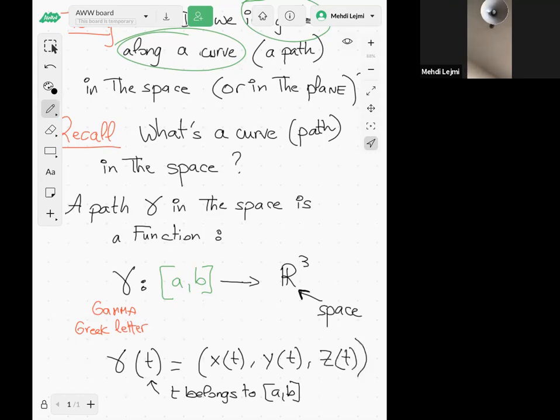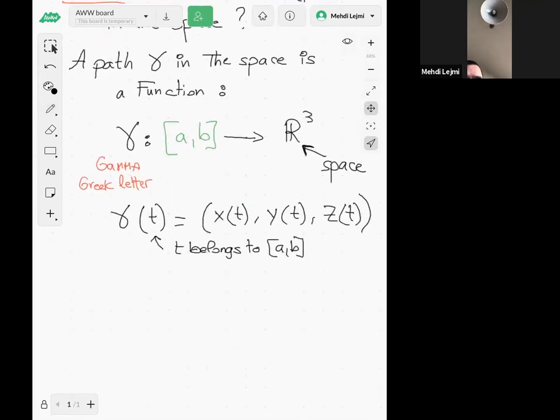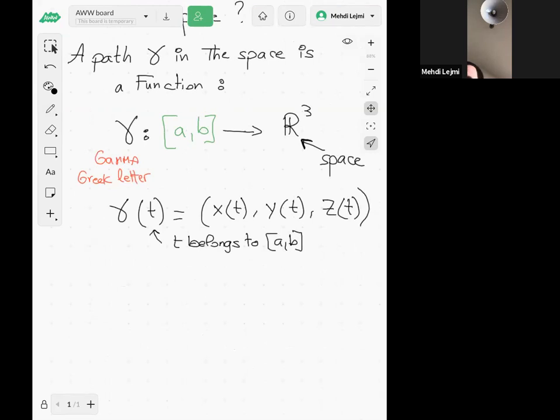Okay. So the idea, guys, behind the idea of a path in the space is the following. You have this interval AB, and your variable t is in the interval AB. You should think of t as, let's say, a time. Okay, so just think of t as a time.